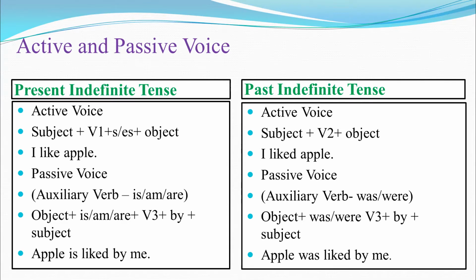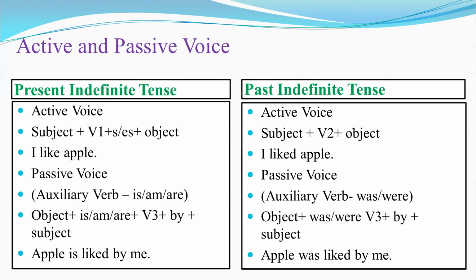The structure of active voice is subject plus first form of verb, then s or es if our subject is third person singular, and then object. For example, I like apple. And the structure of passive voice is object plus is am plus third form of verb plus by, then subject. For example, apple is liked by me.